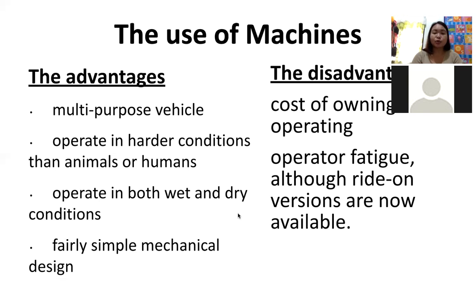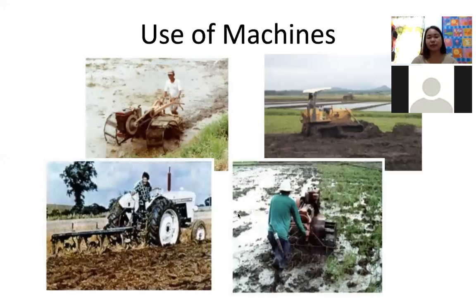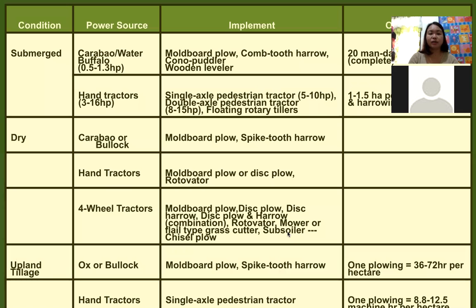It's just simple to operate. If you know how to drive a tricycle or motorcycle, then so much more you can do also with four-wheel driven equipment. So these are examples of the different machines, from the simple one, this is a rotavator, a tractor, and another rotavator.